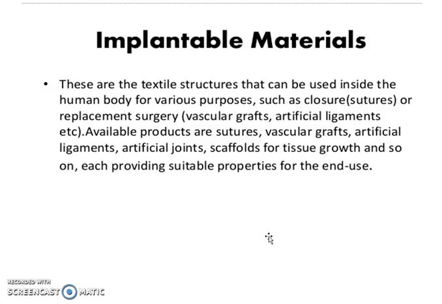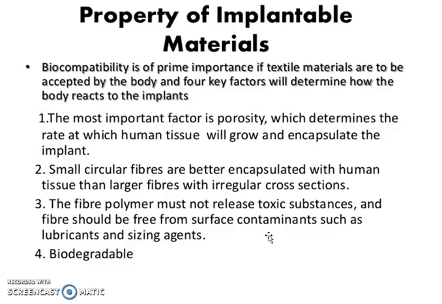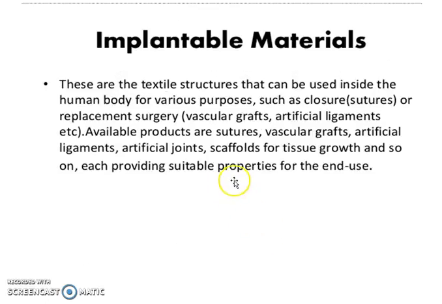And implantable materials, these are the textile structures that can be used inside the human body for various purposes such as sutures, replacement surgery, vascular graft, artificial ligament. And available products are sutures, vascular graft, artificial ligament, artificial joints, scaffolds for tissue growth and so on, each providing suitable properties for the end use. Thank you very much.